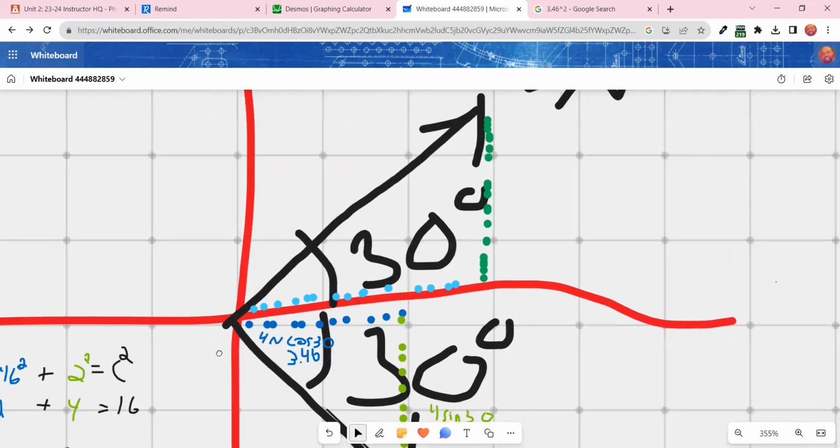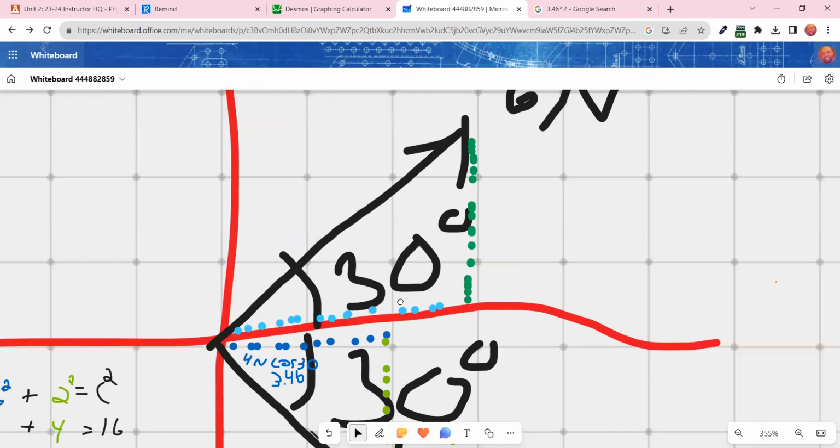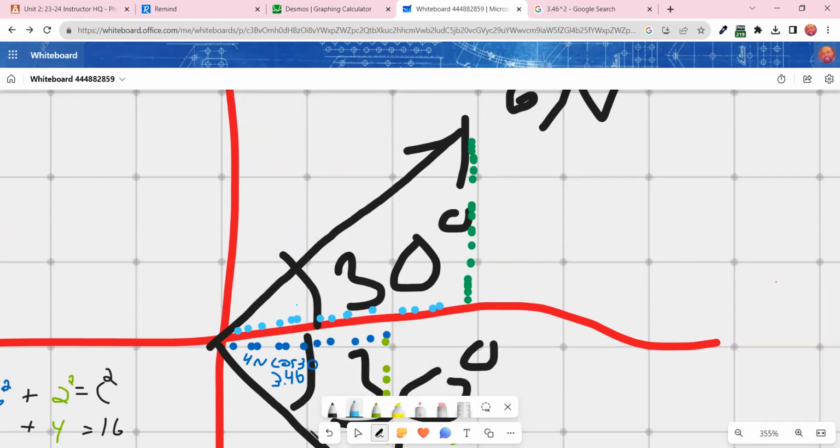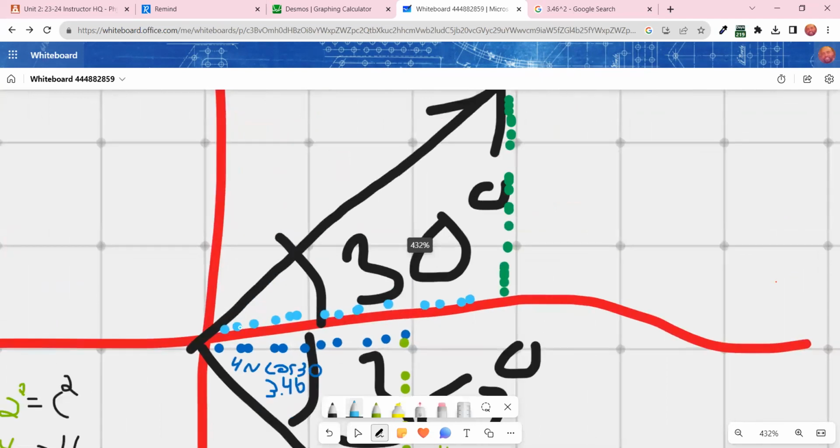The same thing up here. I break this guy into its X and Y. What do I write down for my horizontal up here? What is the horizontal for this triangle up here? Sine or cosine 30? Or cosine 30?